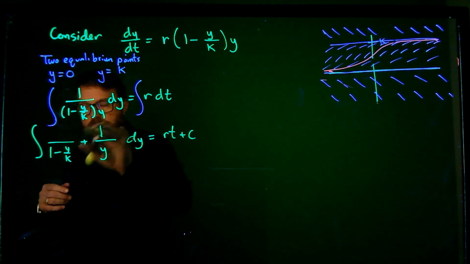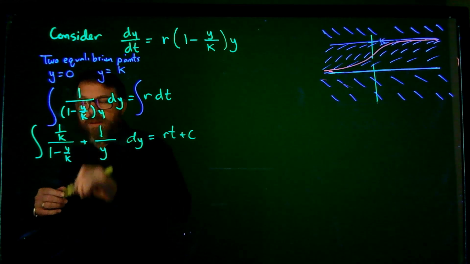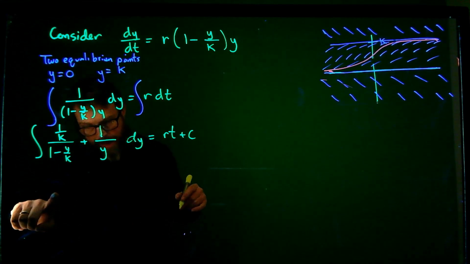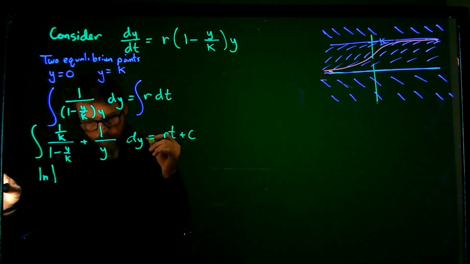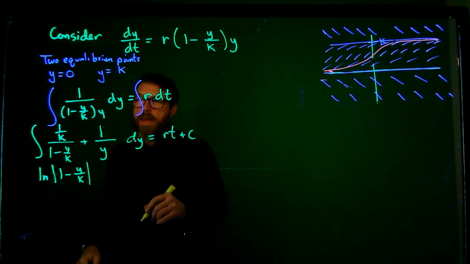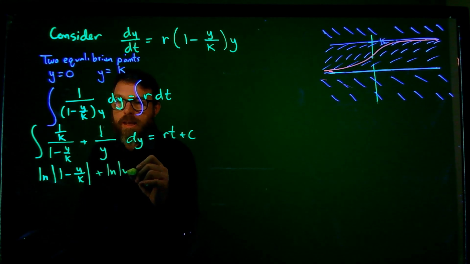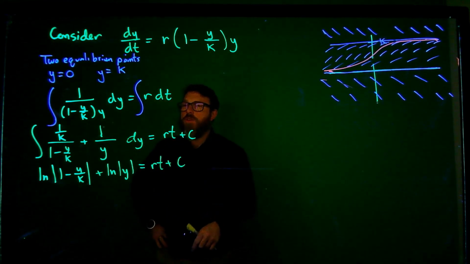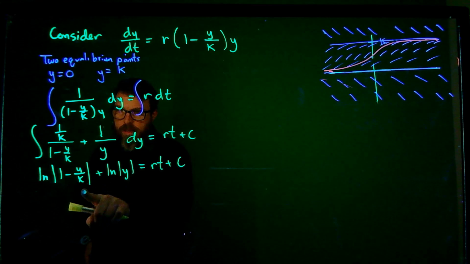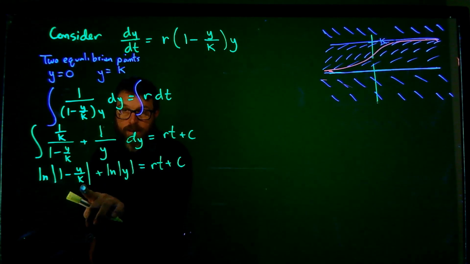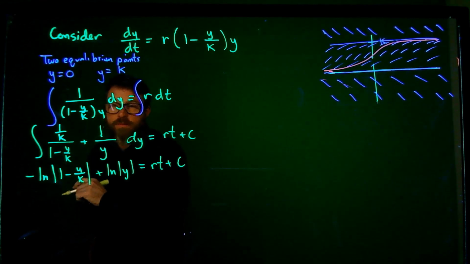This was 1, like I said, and this is a 1 over k. So now when I integrate this, this piece right here is going to be the natural log of 1 minus y over k, and this is going to be plus the natural log of the absolute value of y. And then this, like I said, is rt plus c. You can check that. Take this thing's derivative. It's going to be 1 over this thing times the derivative of what's inside, which, actually I have to be careful, the derivative of what's inside is negative 1 over k. So I don't need a negative, I need a positive, so this is actually going to have to be a minus.